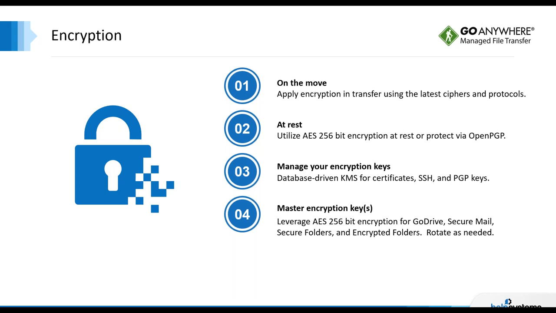At rest, we definitely want to have an ability to provide to you, if you don't have your own, say, disk level encryption or storage that is actually encrypted at rest. We have a few ways to do that, whether we're going to do our encrypted folders, or whether we're going to leverage PGP file level encryption for those files to be encrypted at rest. Also going to have lots of different modules, and we'll look at them here in a little bit, like your secure mail, secure forms, your Go drive, any passwords. All of those can be encrypted with the master encryption key, which again, we'll mention in a second, leveraging AES 256-bit encryption for those files at rest.